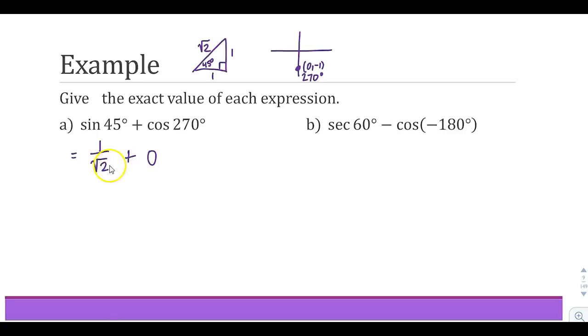So here I'm adding these together, so 1 over rad 2 plus 0, that's just 1 over rad 2. If I rationalize, I get the square root of 2 over 2.